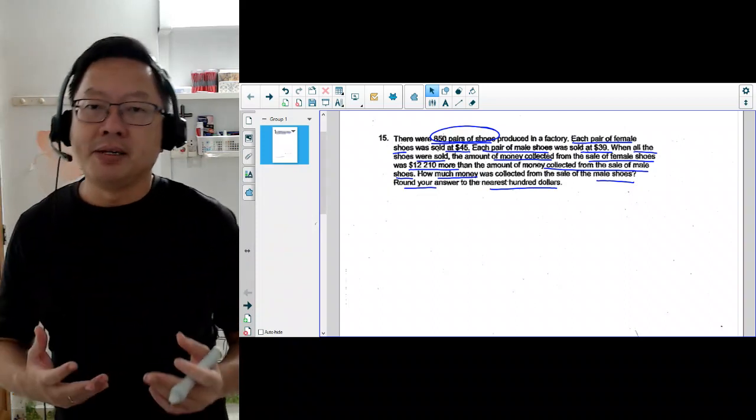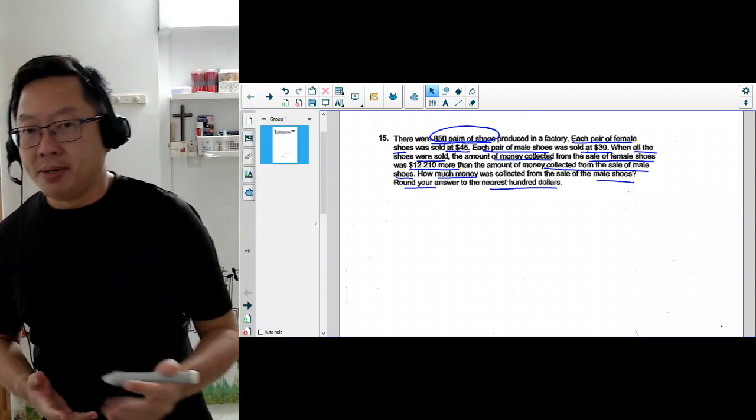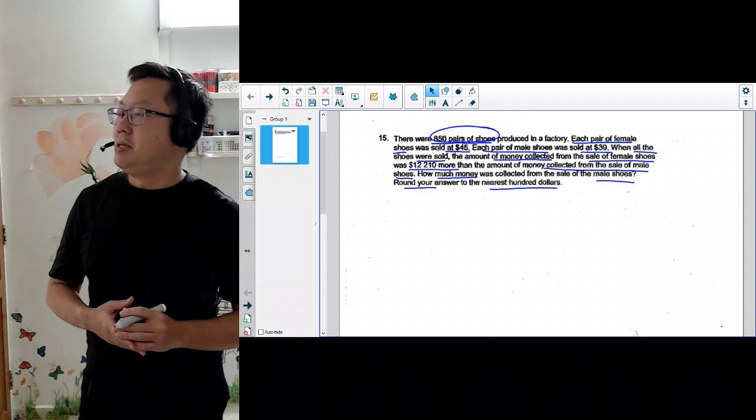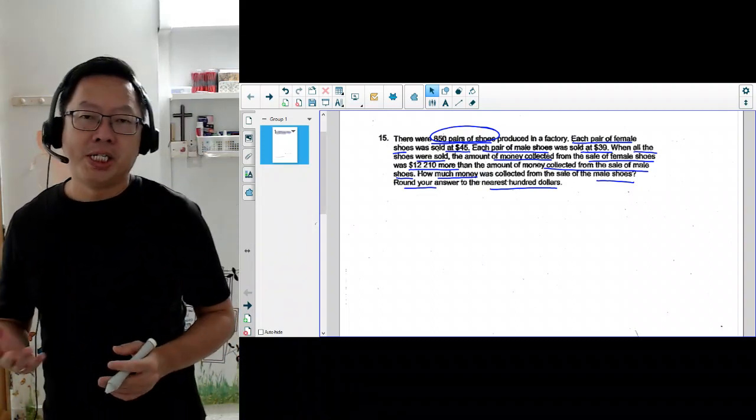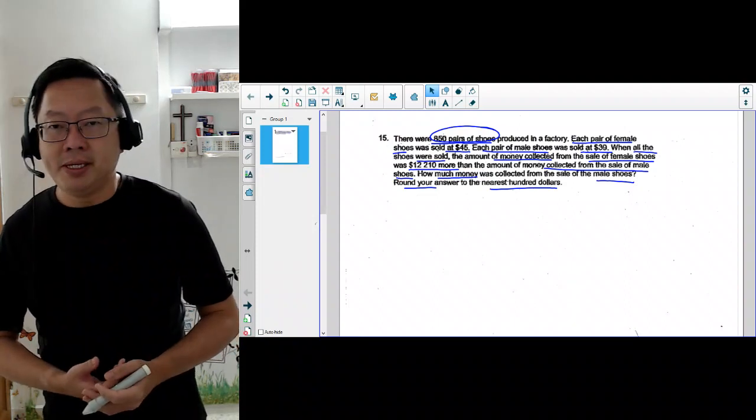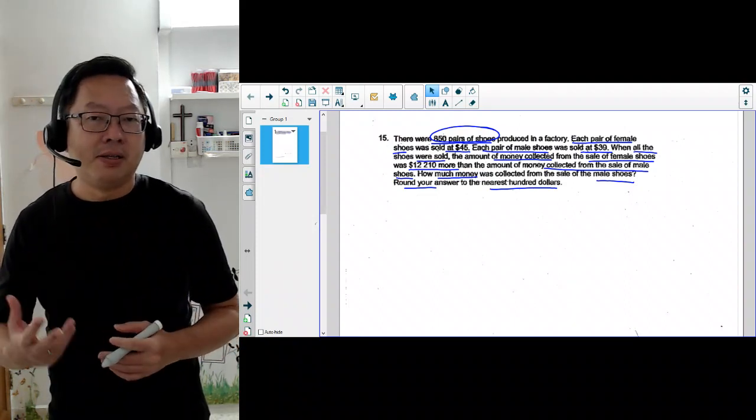But there's something missing. To do assumption, you must have a total number, which is very important, and you also need to know the total money. What was the total money spent? In this question, we don't know what the total money is. So assumption is a little hard to use.